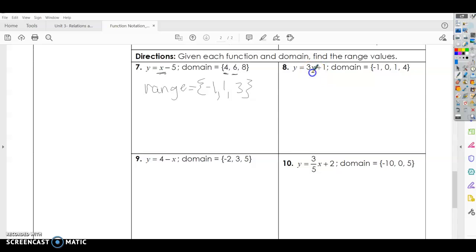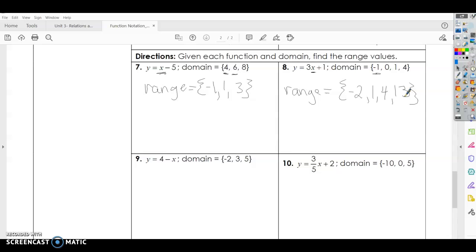For number 8, we're going to plug in our domain again, in for the x's. So our range is going to equal, we take -1 and plug it in. -1 times 3 is -3. -3 plus 1 is -2. 0 times anything is 0 plus 1. 1 times 3 is 3. 3 plus 1 is 4. And 4 times 3 is 12. 12 plus 1 is 13.